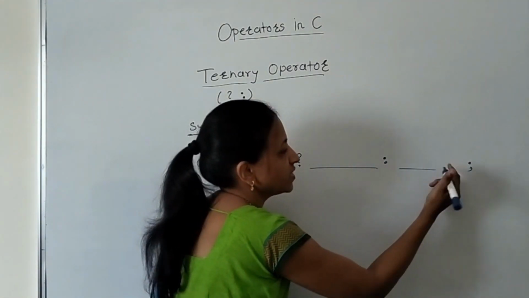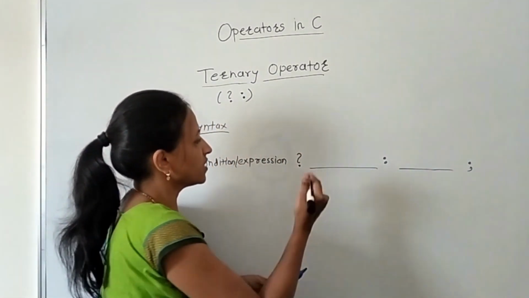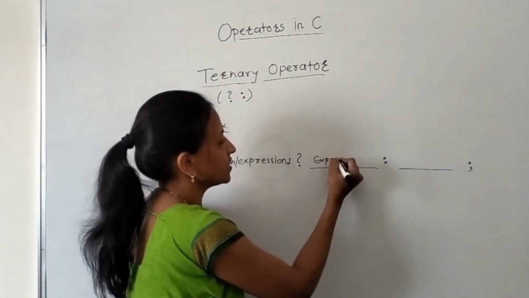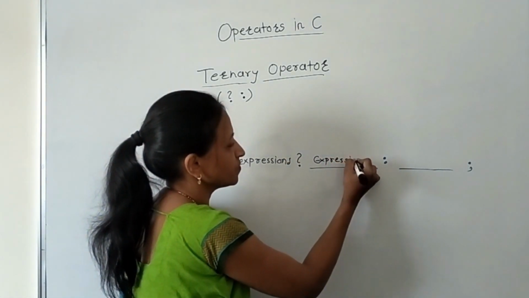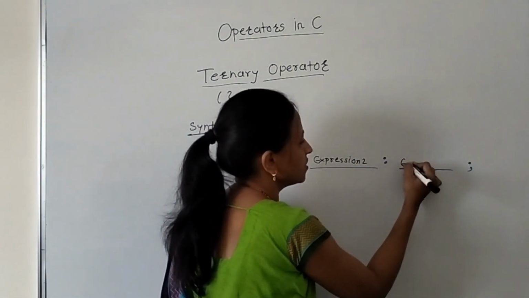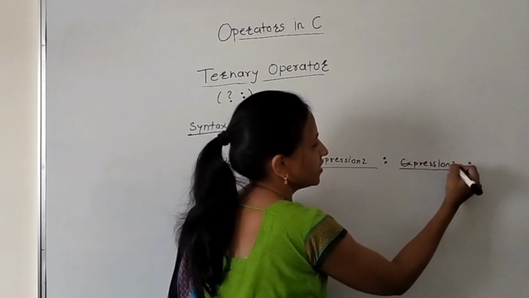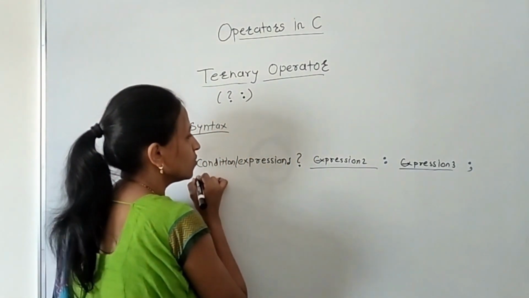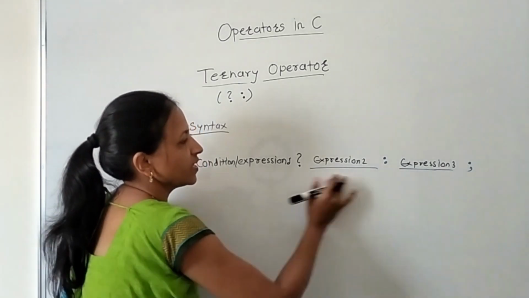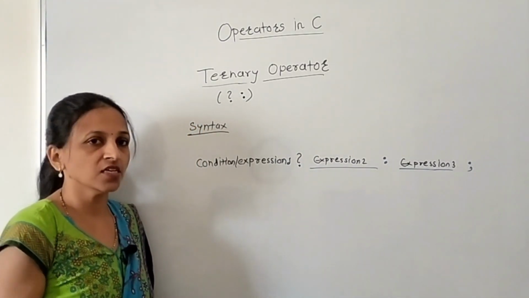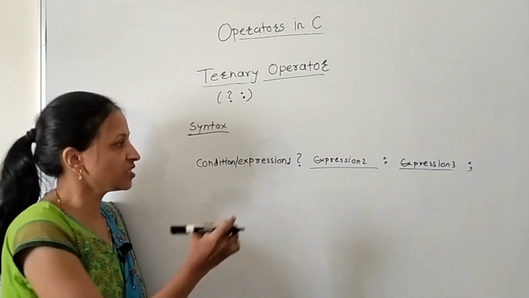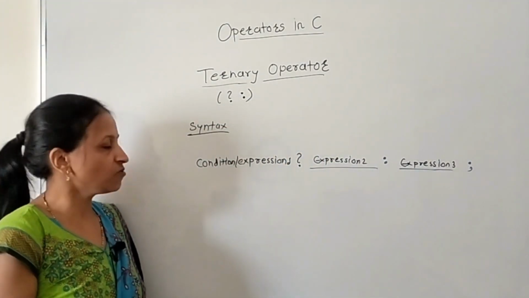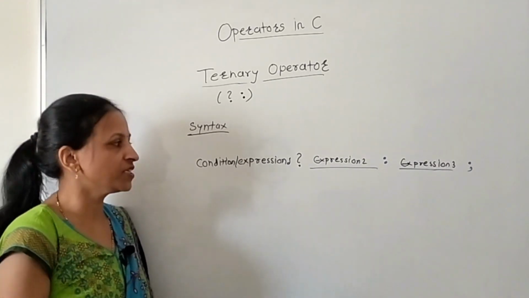have to write here. Now this one is expression 1, this one is expression 2 and this one is expression 3, and here there is a semicolon. Semicolon is a must. Now see, this is the whole expression I have written, using this question mark and colon, the ternary operator. Now see how it works. What is the exact meaning of this statement?